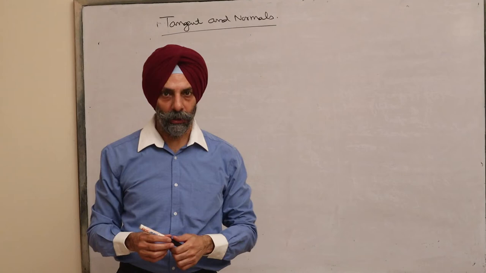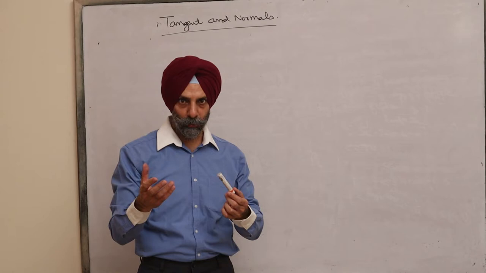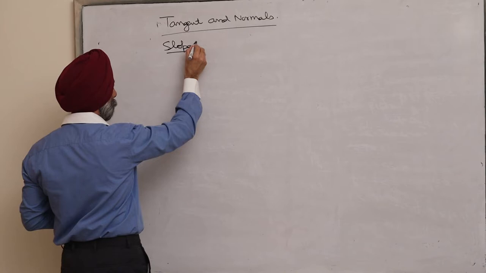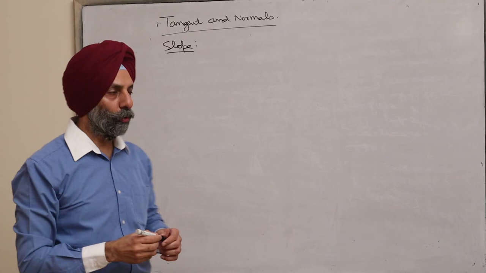Now most of this topic is based on the coordinate geometry of plus one. So first, let us again revise all these topics a little bit. First is slope. What do you mean by slope of a line? Slope is also called the gradient.